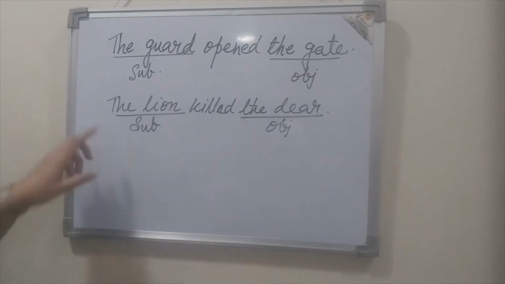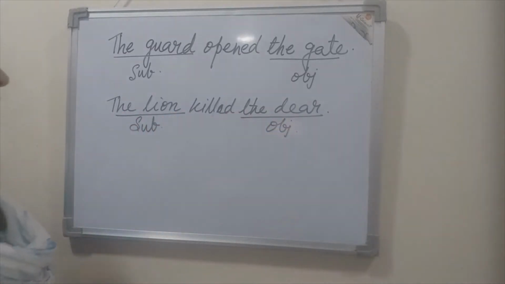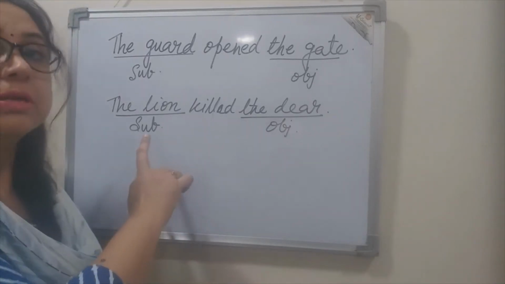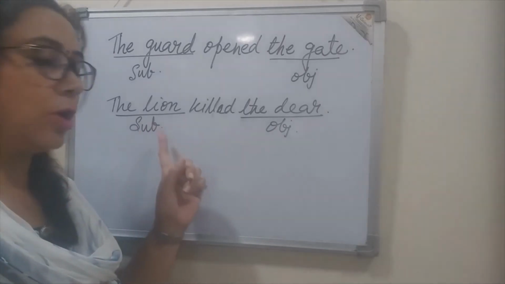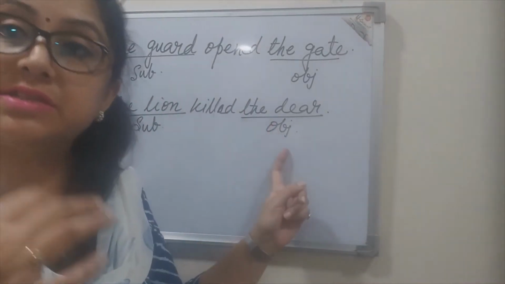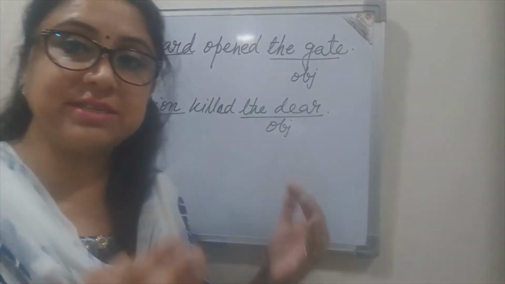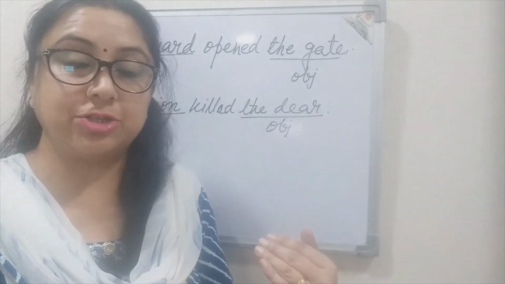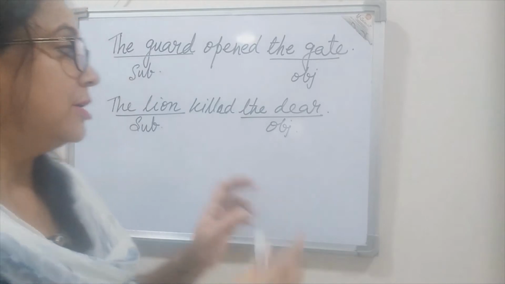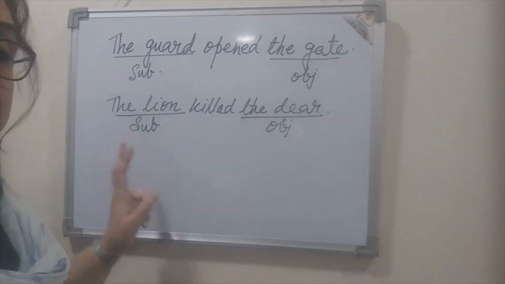Similarly, in this sentence, the lion killed the deer. So where is the subject? Who's performing the action? Yes, it's the lion who is performing the action. So the lion is the subject. And who's receiving the action? That is the deer. The deer is receiving the action performed by the subject, that is the lion, right? So the deer is the object and the lion is the subject.